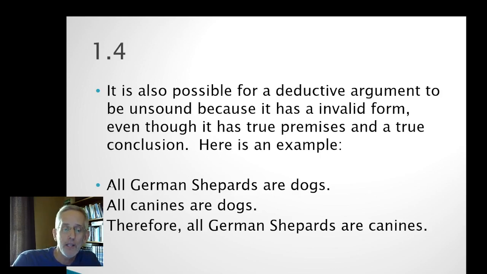So once again, what we have here is an example of a deductive argument that has an invalid form, a bad pattern, but the premises are all true, and since it has a bad pattern, it makes the entire argument unsound. The conclusion is not really supported by the premises.